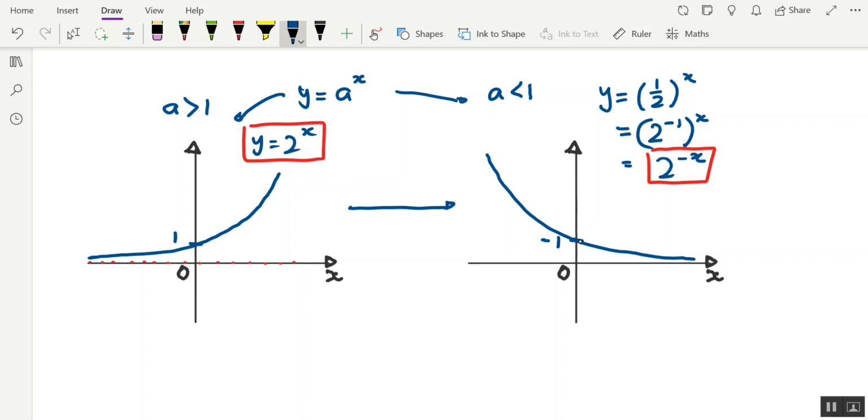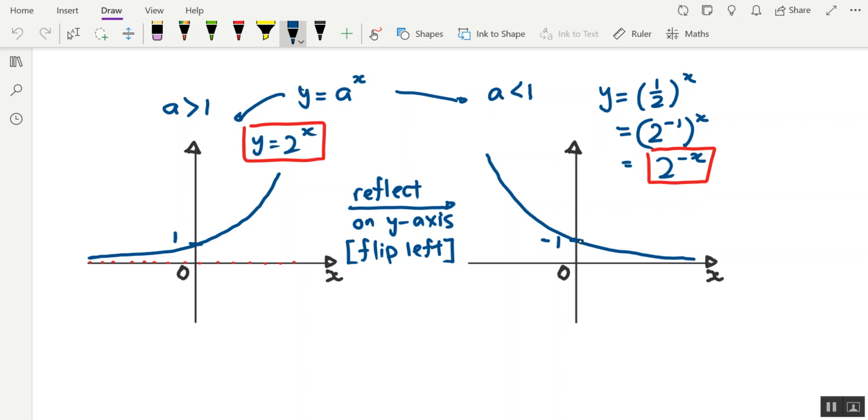So that's why there's a transformation in the graph. It is called a reflection on the y-axis. Your y-axis is your mirror. If you have a negative to the x, it will flip to the left. So if you want to remember it easily, it's called flip to the left, or your graph flips to the left. That is the difference between y equals 2 to the power of x and y equals half to the power of x.